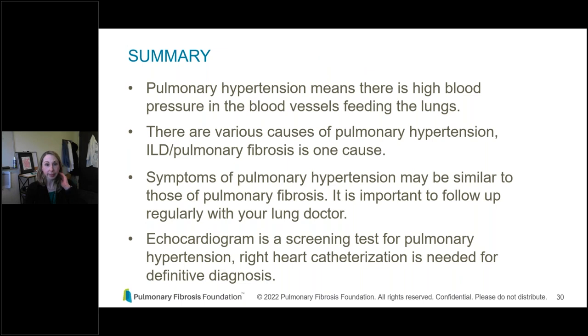So for this segment of the talk, just summary points: pulmonary hypertension means there's high blood pressure in the vessels feeding the lungs. There are different causes of pulmonary hypertension. Interstitial lung disease and pulmonary fibrosis are one cause, but it's important to think about the other causes as well to make sure that we're not missing something. Symptoms can be similar to pulmonary fibrosis, which makes it tricky. And so it's important to follow regularly with your lung doctor, and to pay attention to change in symptoms or new symptoms. Echocardiogram is a screening test, but you really need that right heart catheterization for definitive diagnosis.